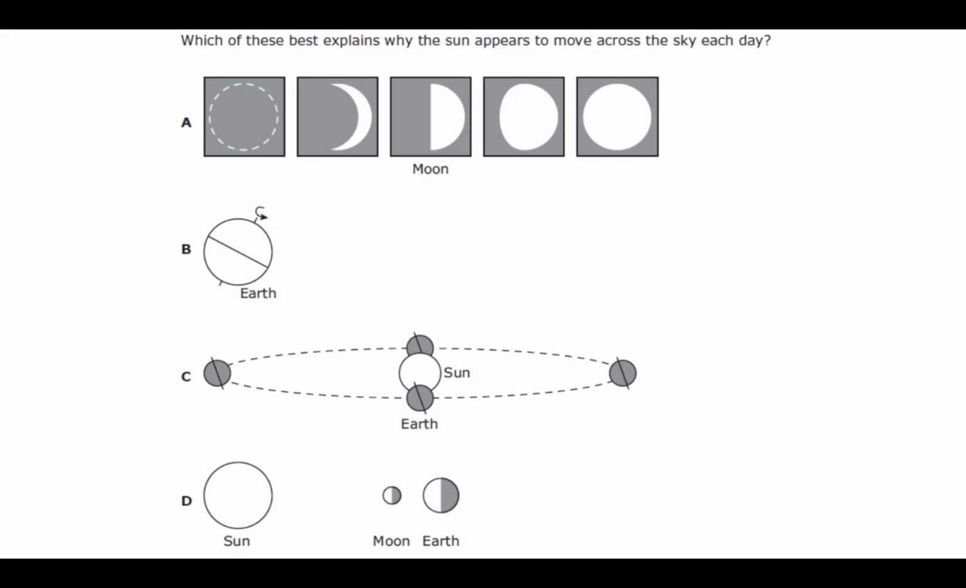Okay, now let's see the answer. Why does the sun appear to move across the sky each day? The answer is B. Because the Earth rotates. Here we see the little arrow showing that the Earth is rotating on its axis. And because we're rotating, right, we're getting the day and night cycle and it makes it look like the sun is moving across the sky, right? That is B, the correct answer. Rotation gives us day and night. Rotation makes the sun look like it's moving across the sky.